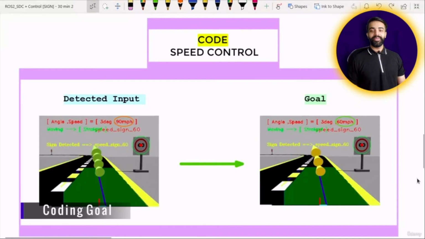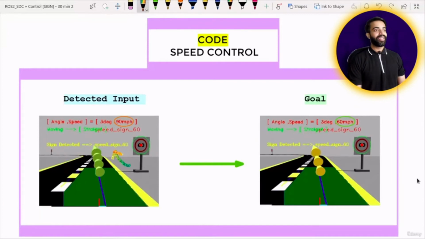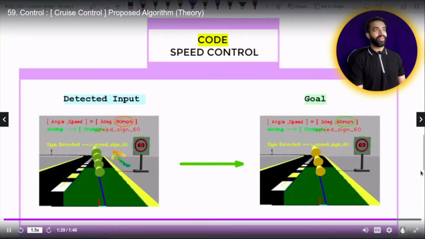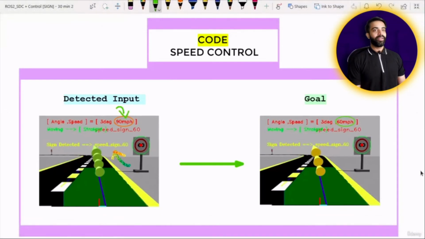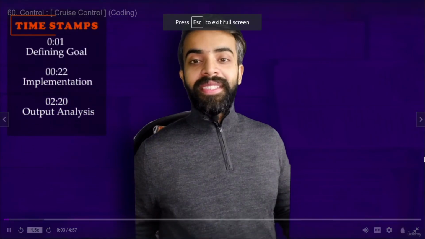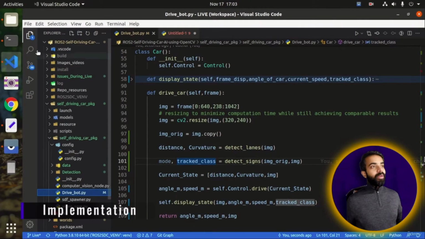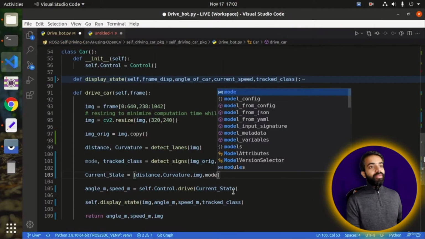In coding the speed control feature, we will have the speed sign ID as an input, and we will be modifying the current speed according to the received information. Previously, we completed the detection stage for signs. We now extract the information regarding the current state of the car. This information will be leveraged inside the control state to complete the cruise control feature. In the current coding session, we are looking to develop a control system that can make the car obey the road speed limits. For this purpose, we move inside drivebot.py and simply pass in the mode and the track class, the two outputs of detect sign, as the current state of the car.